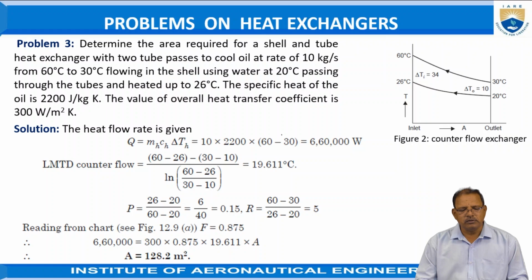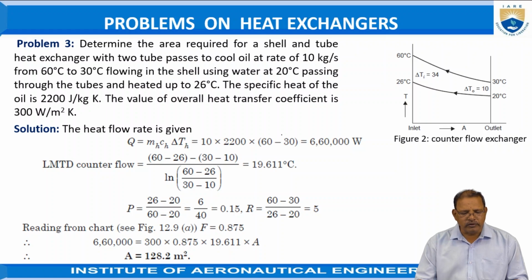Okay, determine the area required for a shell and tube exchanger with two tube passes to cool oil at the rate of 10 kg per second from 60 degrees to 30 degrees centigrade, flowing in the shell, using water at 20 degrees centigrade passing through the tubes and heated up to 26 degrees centigrade. The specific heat of the oil is 2200 joules per kg per Kelvin. The overall heat transfer coefficient is 300 watts per meter square per degree Kelvin. Here we need to determine the area required for the shell and tube heat exchanger.